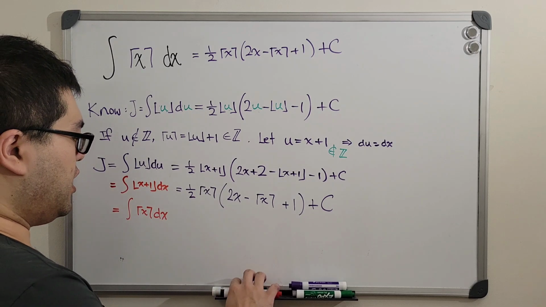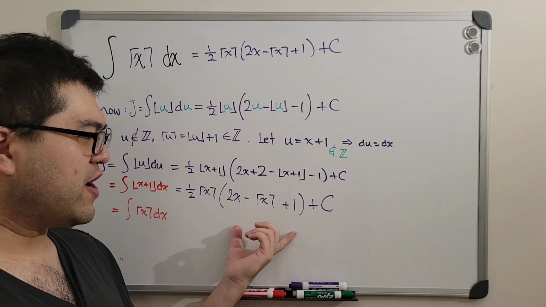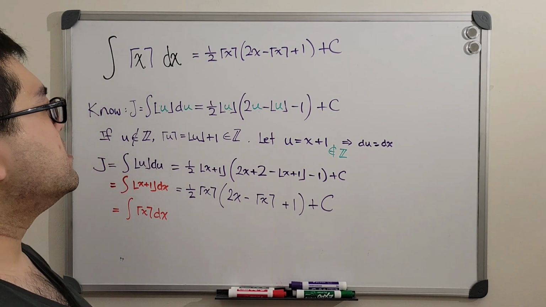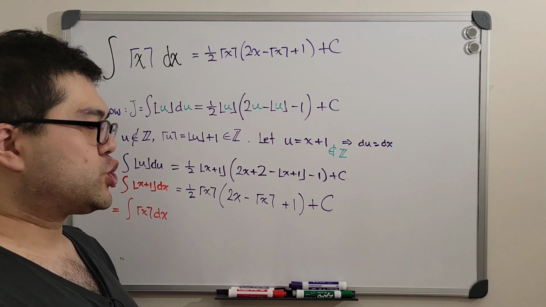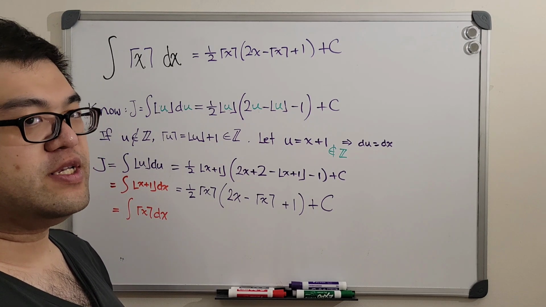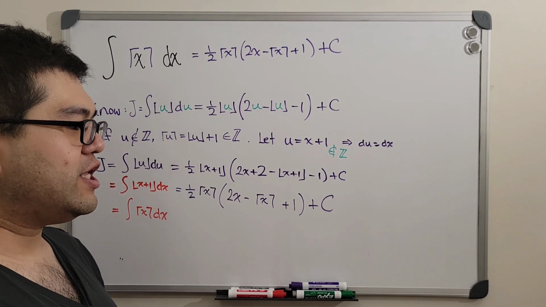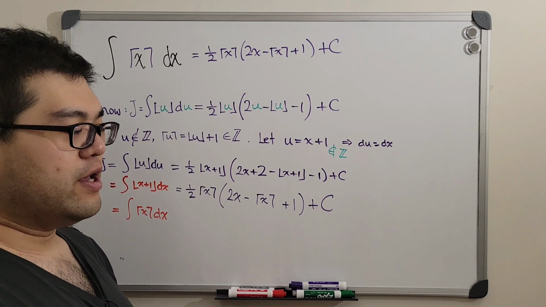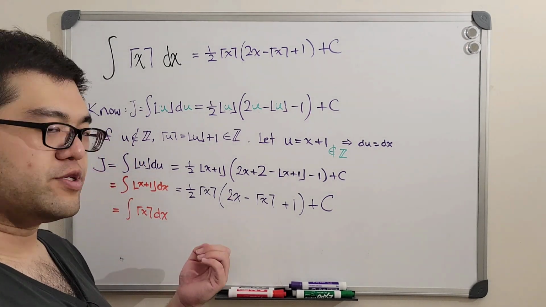And that is how we can try to find out the antiderivative of the ceiling function of x with respect to x itself, without chopping up the interval into several pieces and then adding them back together. But instead, we need to know the antiderivative of the other kind of function we have and play around with the algebra to get the same result.